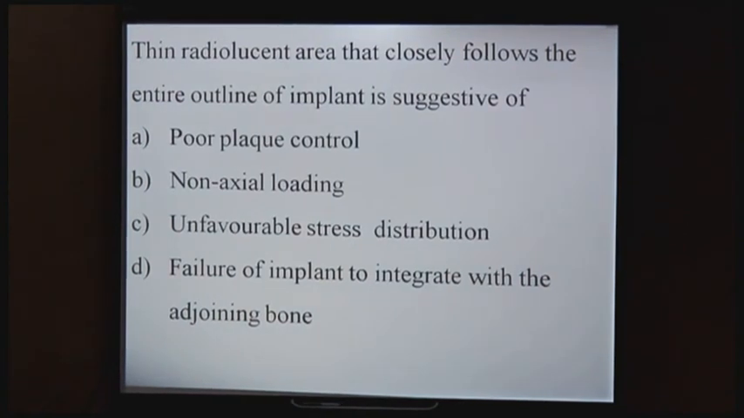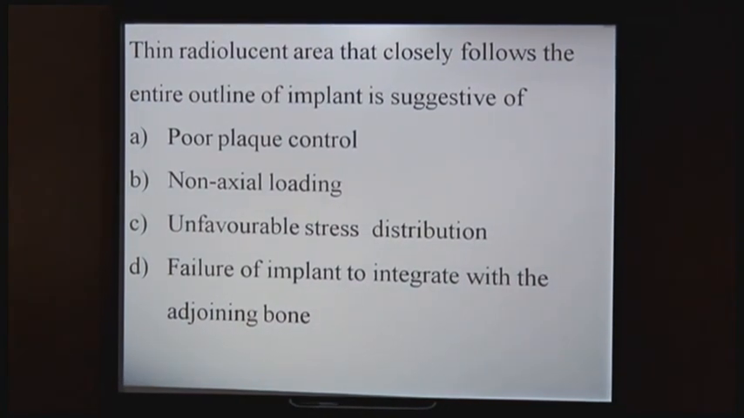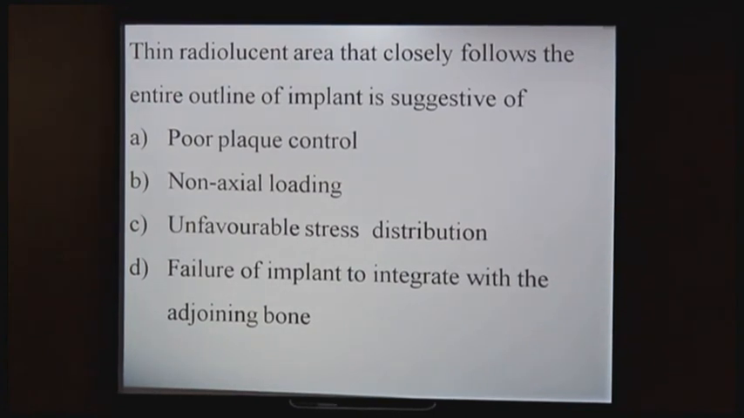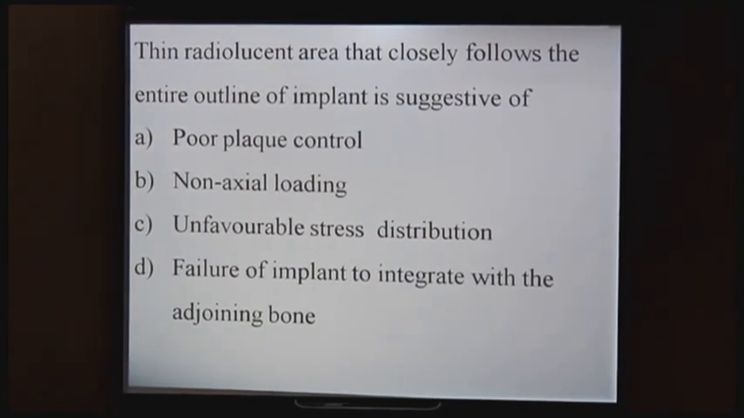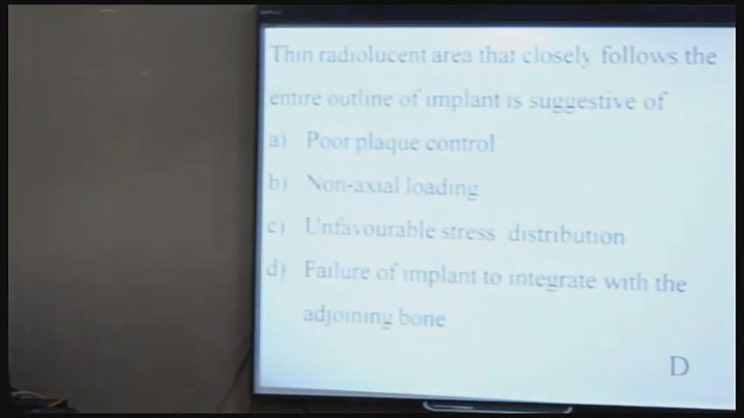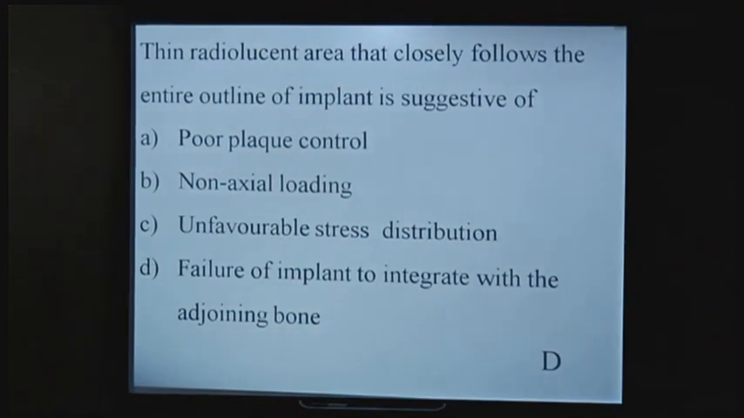Thin radiolucent area that closely follows the entire outline of the implant is suggestive of. You take a pre-op radiograph, you take a post-op radiograph, you take an intra-op radiograph, that is during the implant placement. In a post-op radiograph, if you see a thin radiolucent line closely along the entire implant, that is called, first it has a name, and second it has a reason. So what is the name? What is the reason? D. Okay. And the name is peri-implantitis.